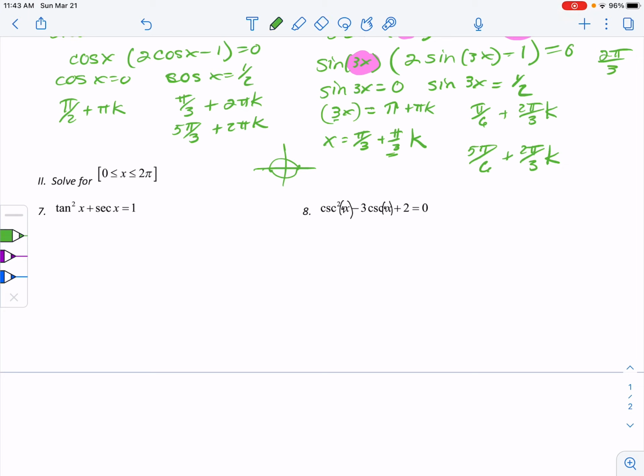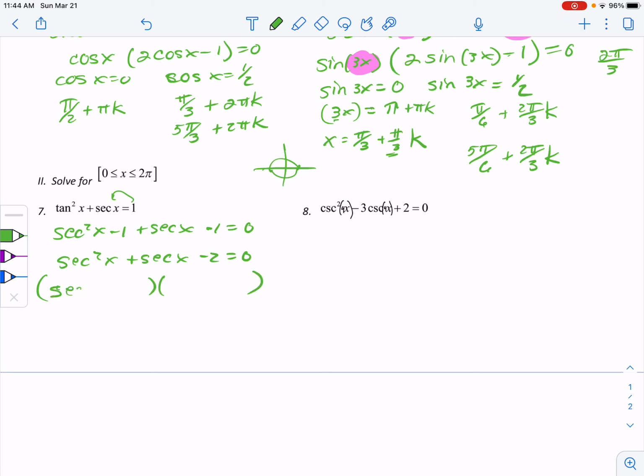0 to 2 pi. I have to do a substitution here. I replace tangent squared with secant squared x minus 1 plus the secant of x, and I bring this 1 over here, so you have another minus 1. Secant squared x plus secant of x minus 2. You factor it.